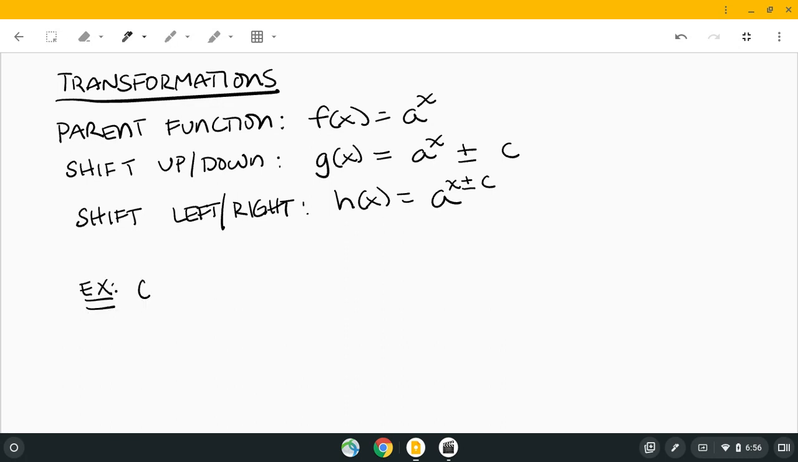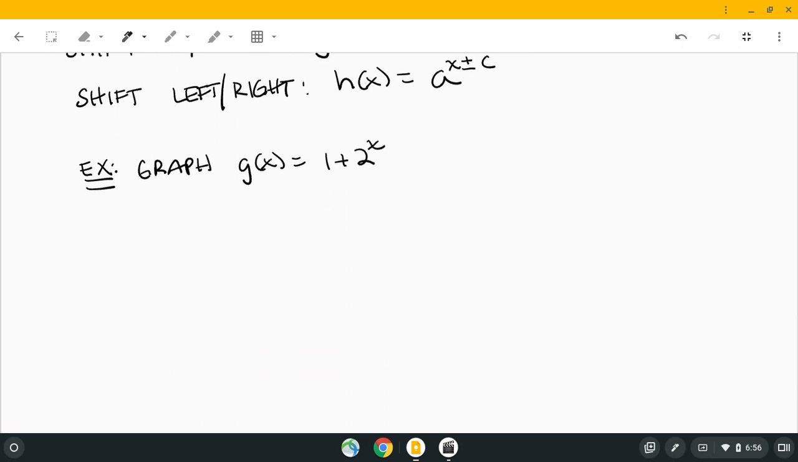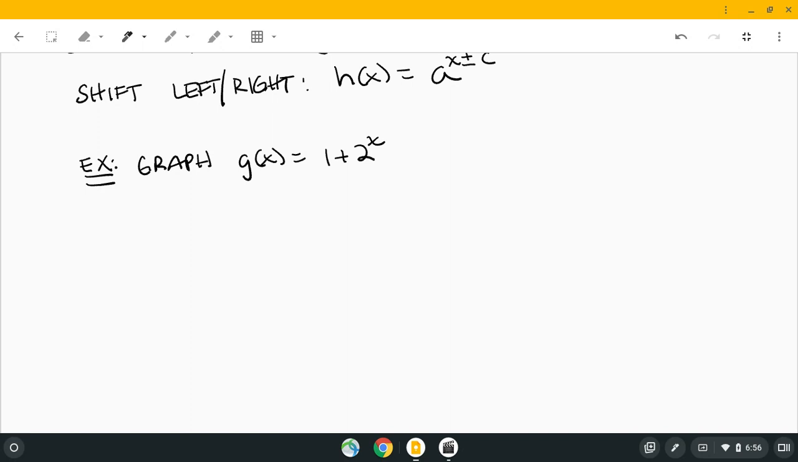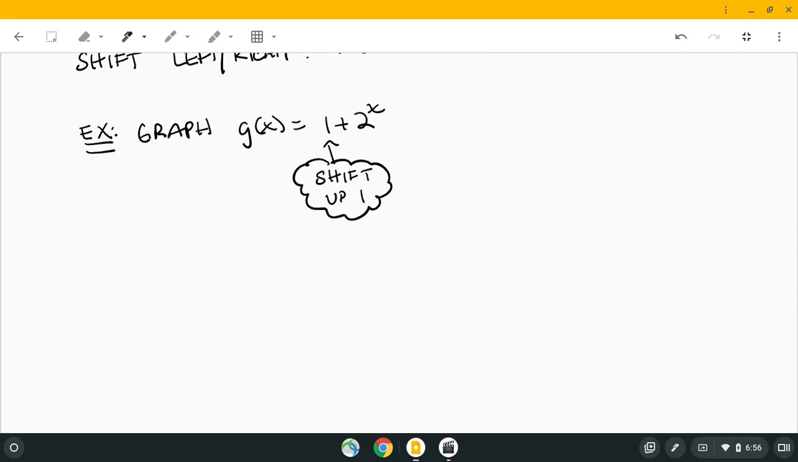Let's go ahead and graph g of x, which equals 1 plus 2 to the x. Okay? So here, whether it's written as 1 plus 2 to the x or 2 to the x plus 1, it's the same. So hopefully you recognize this as a shift up. All right, so the parent function, which is f of x equals 2 to the x.